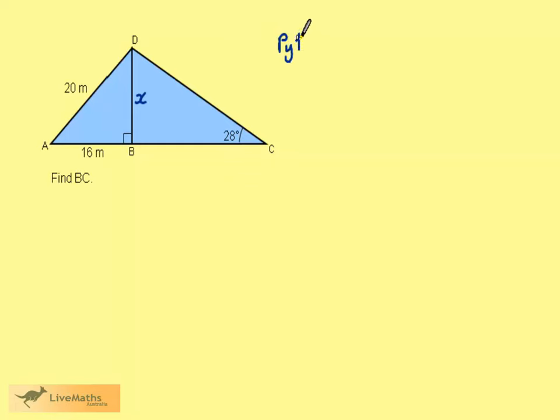To work out the length of DB, we're going to use Pythagoras' theorem. We should spot that we need to use this because we have all lengths involved: 20 meters, 16 meters, and the length we want to find.